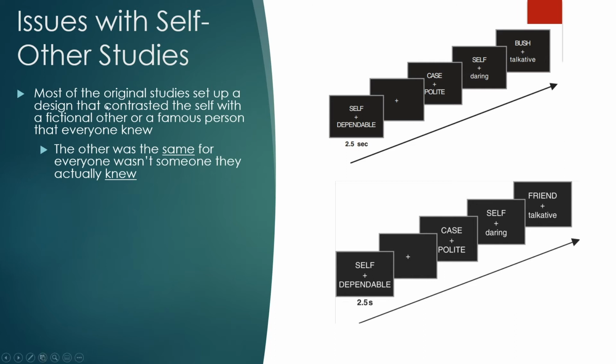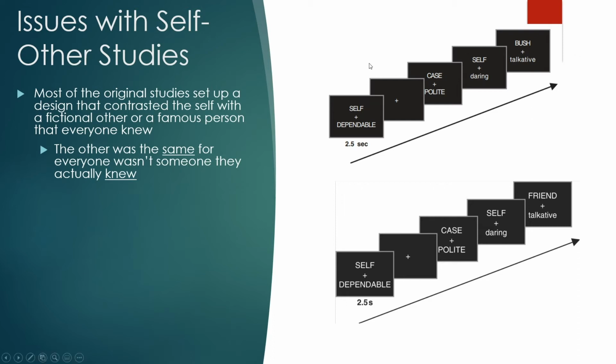So most of these original studies, like the one that we saw with Mitchell that we just talked about, it was self versus some other person. This was another study that we talked about in the last lecture. So it was self versus George W. Bush. In this case, we're comparing self to some other that we don't know, or some kind of fictional other, like we just saw in that Mitchell study. It was just some person that had been kind of made up that was similar to us or not similar to us. It wasn't a real person.